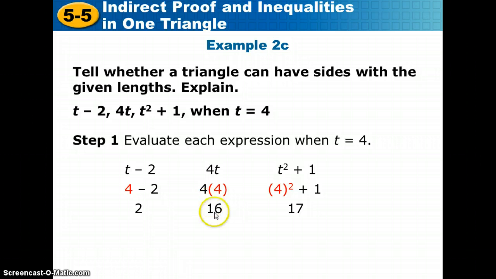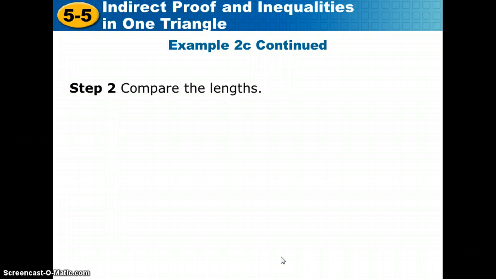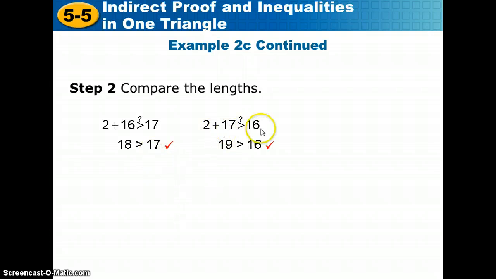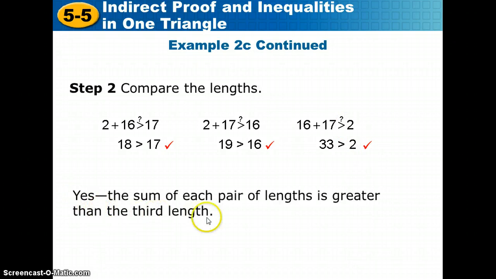So if I were to add any 2 of these, I should get more than the third if this is a triangle. So we're going to compare those lengths. 2 plus 16 is greater than 17. 2 plus 17 is greater than 16. And 16 plus 17 is greater than 2. So our answer is yes, the sum of each pair of lengths is greater than the third length.